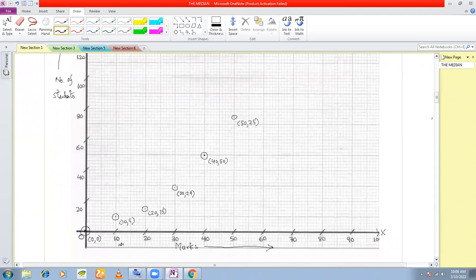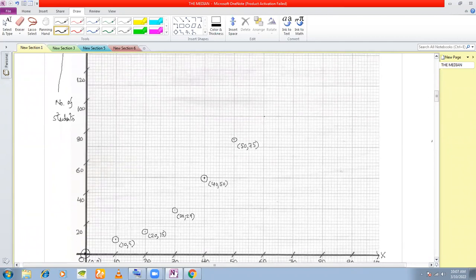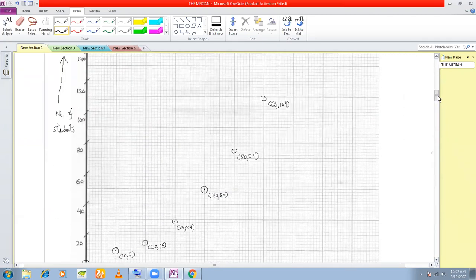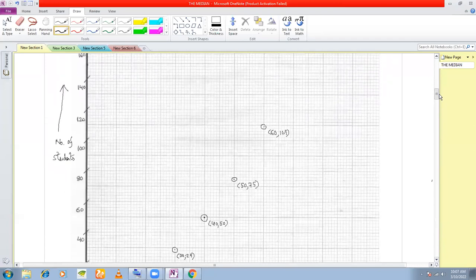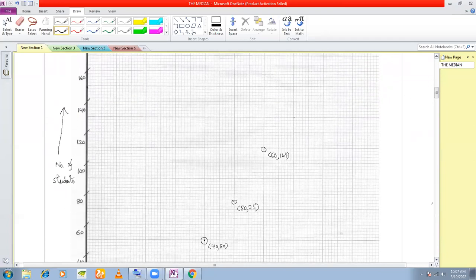The next point is 60, 109. You have your 60 here, start moving vertically above 60, and you have 109. This point you have as your 110. That means here will be your 109. 60, 109. Next point is 70, 145. So vertically above 70, you have 140 here. So 145 will be here. So this is 70, 145.